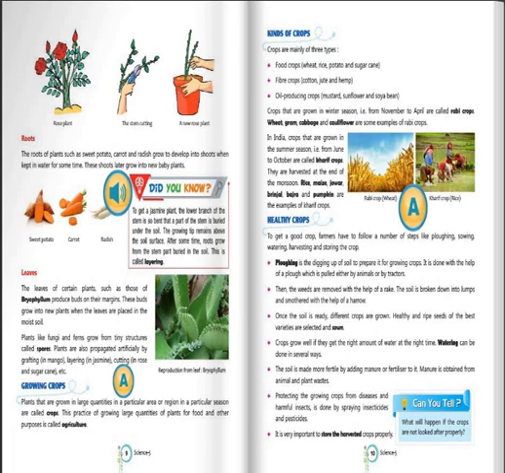Now the second part which helps in reproduction is root, and plants which reproduce through roots are carrot, radish and sweet potato. Roots of these plants grow to develop into shoots when kept in water for some time.